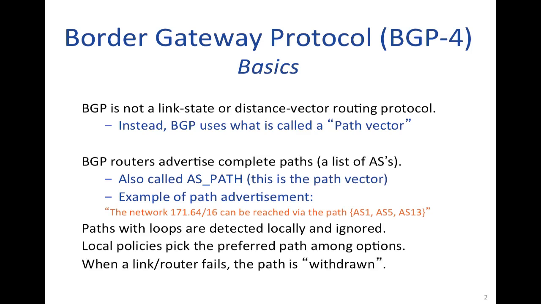Finally, when a link or a router fails, the path is withdrawn, just like an advertisement comes with, just like the one above. A withdrawal would look very similar, in which it would say this particular prefix can no longer be reached via this path.